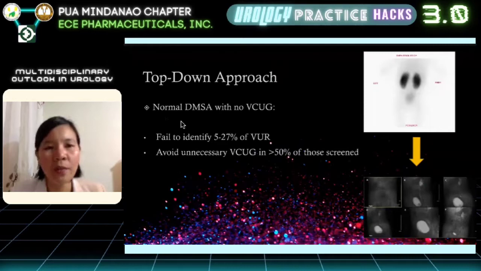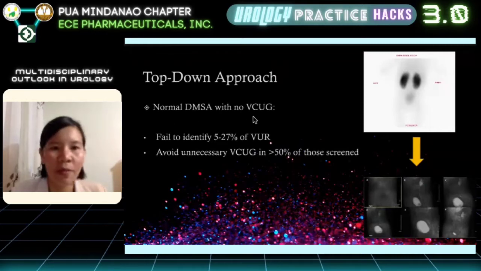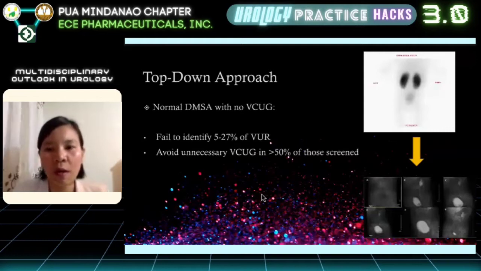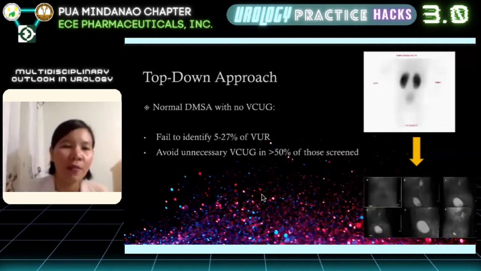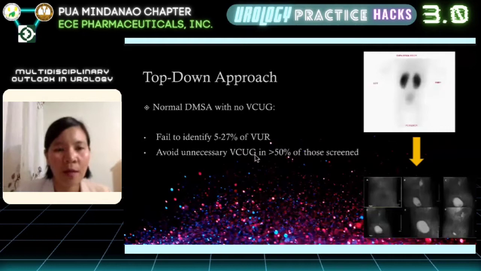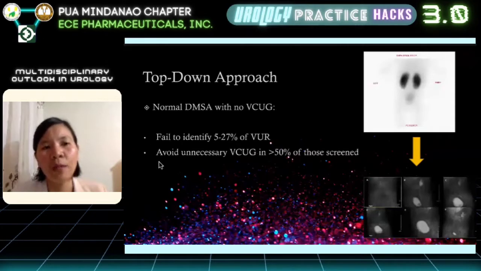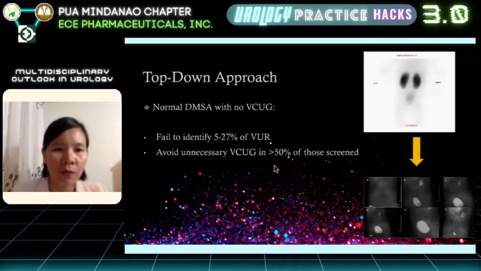So in patients with normal DMSA with no VCUG, we will fail to identify 5 to 27% of VUR, although this VUR is said to be less significant. And in contrast, when we do the top-down approach, this would avoid unnecessary VCUGs in more than 50% of those that were screened with DMSA first.